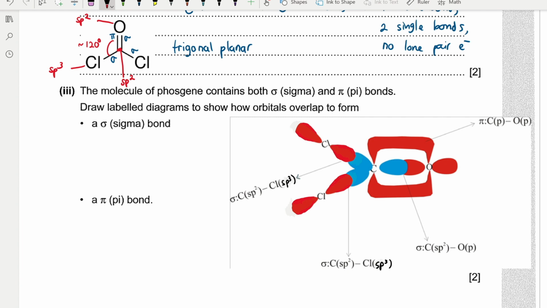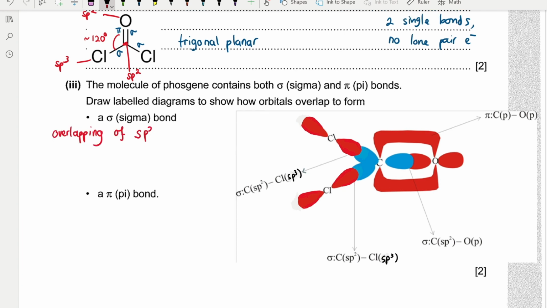So in phosgene, the sigma bond comes from the overlapping of sp2 orbitals, all right? And the way you draw it is something like this. So this is oxygen and carbon.